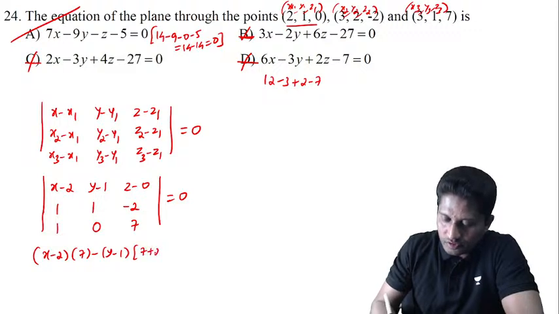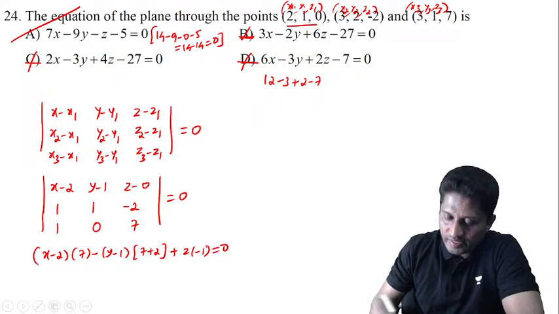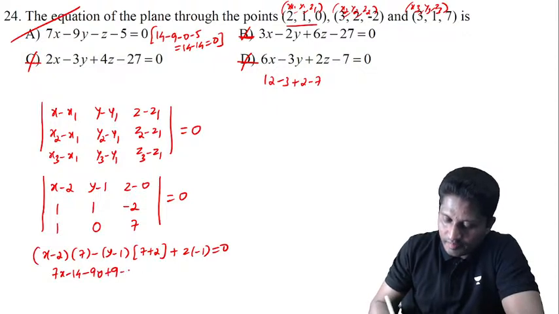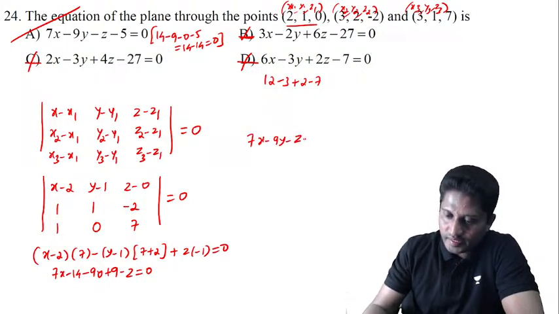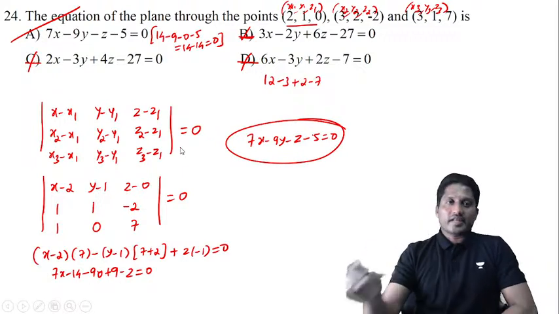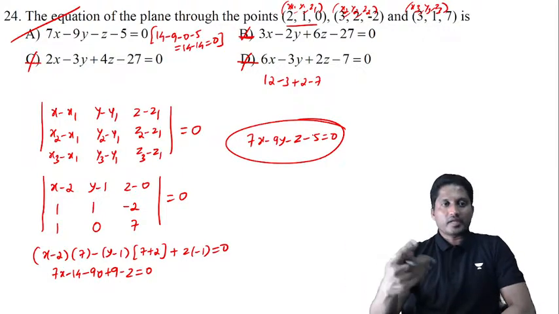This is 7 plus 2 plus z into minus 1 equal to 0. So there were very few questions where you could apply the shortcut. Minus 14 minus 9, right? So this is minus 9y plus 9 minus z equal to 0. So the equation of the plane is 7x minus 9y minus z minus 5 is equal to 0. That's the first option only. Or you take that first point, substitute in the options, only A will satisfy.